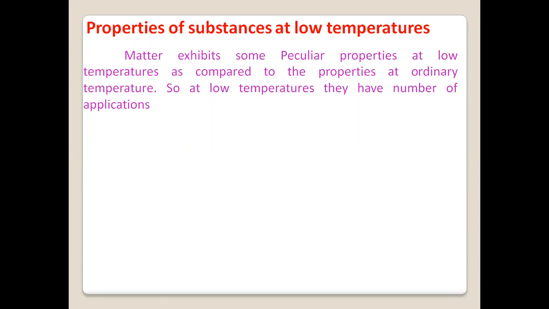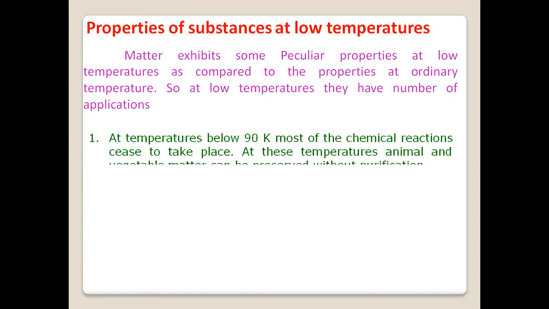Because at very low temperature the properties of molecules change, the alignment of molecules changes. Due to this, it exhibits some peculiar properties. For example, at 90 Kelvin most of the chemical reactions cease to take place, so we can preserve materials, maybe animal or vegetable matter, without purification at such low temperatures, like in a refrigerated system.